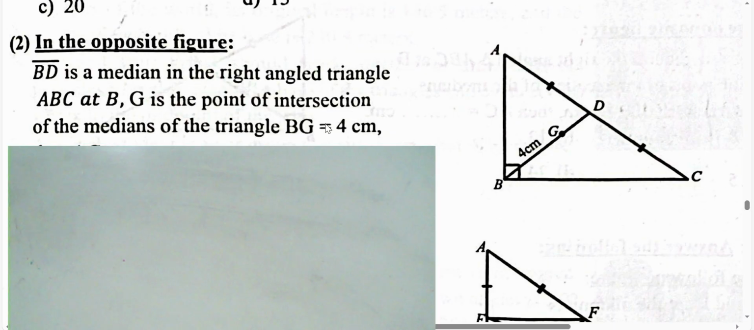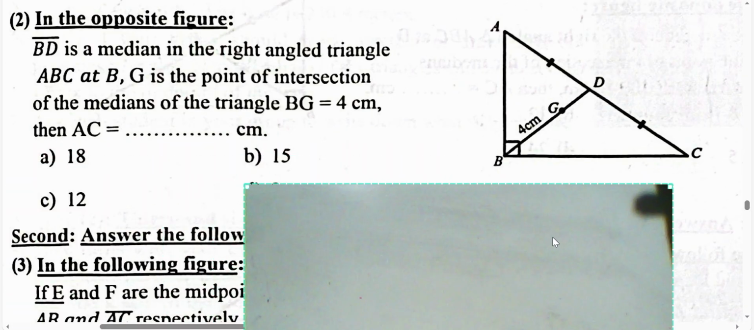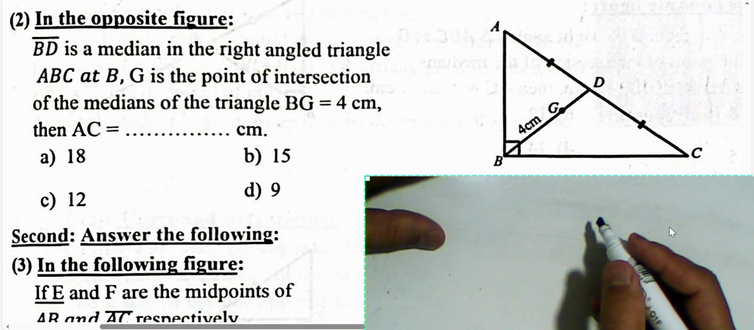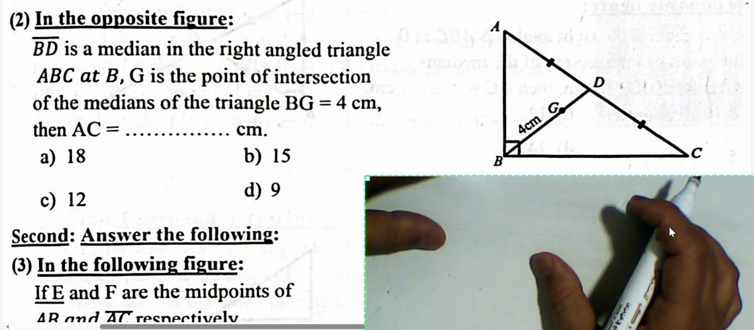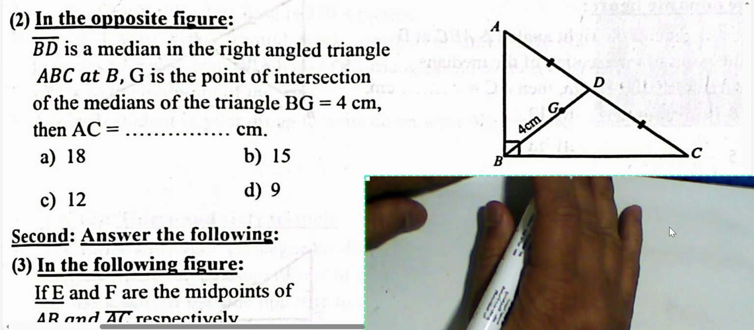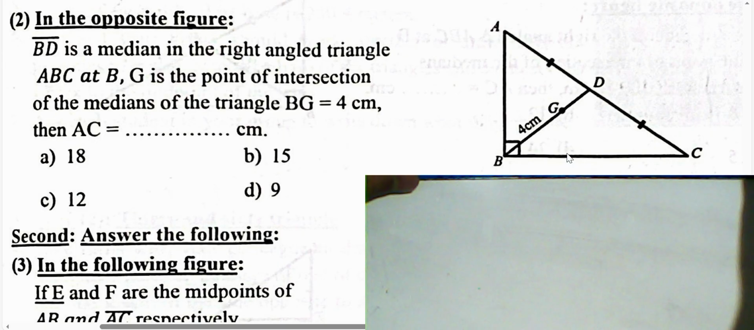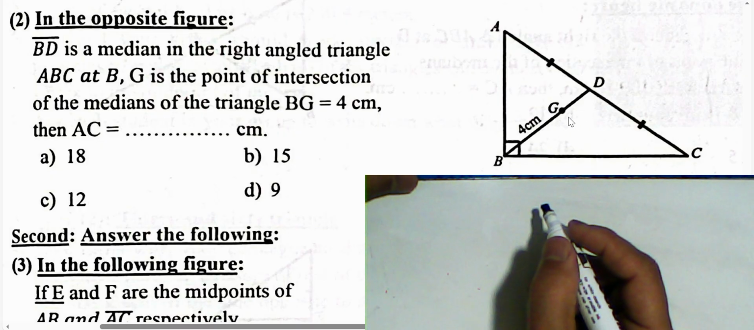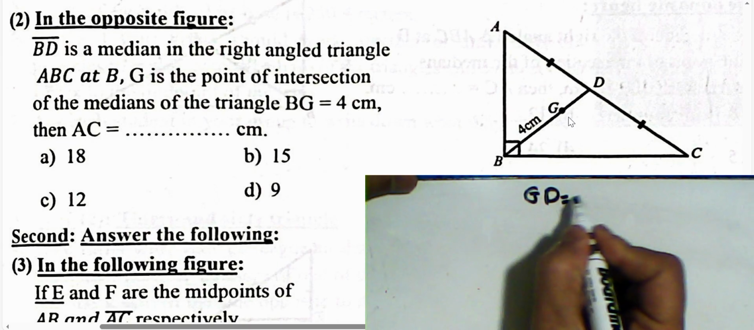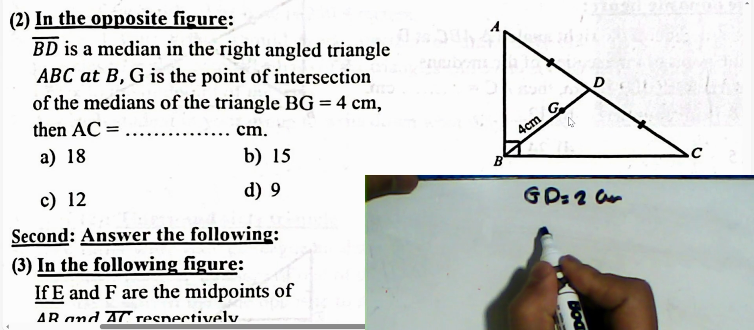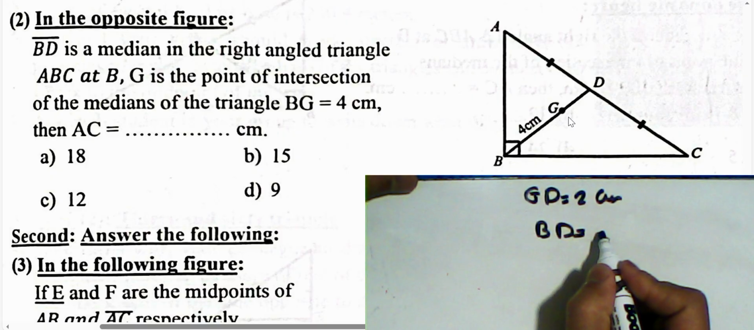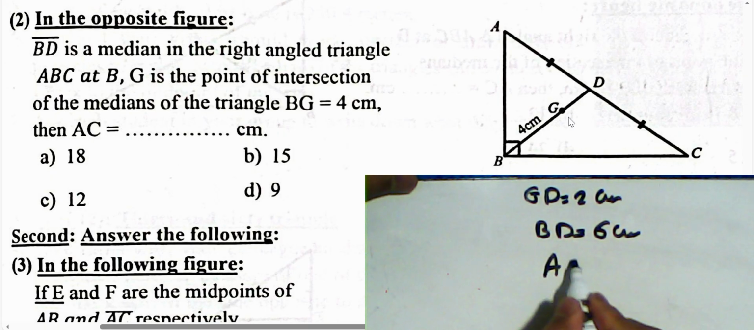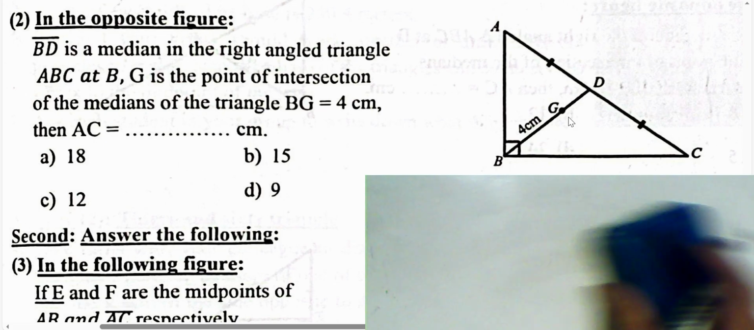Next example. We have a right angle triangle and we want to find the length of AC. AC here is the hypotenuse, which is twice BD. Then we can find the length of GD first. GD will be half of GB because BD is the median, so the ratio between GD and GB is 1 to 2. So GD is half of 4, equal to 2 centimeters. Then the median BD will be 2 plus 4 equals 6 centimeters. Then AC is twice the median, twice 6 equals 12 centimeters.